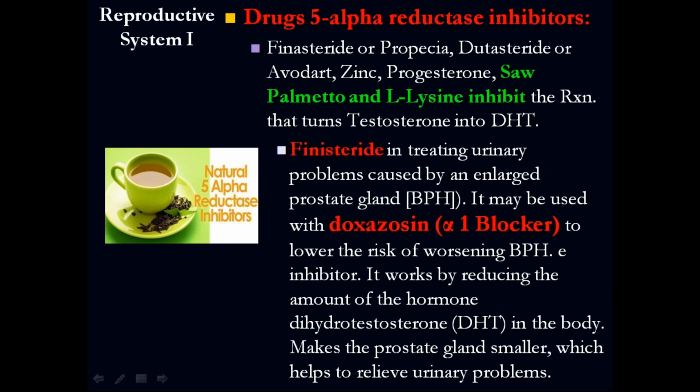So we have here, for example, some natural options that can be part of OTC, over the counter: saw palmetto, L-lysine, and another, green tea. I forgot to put the green tea here. All of these promote a decrease in the activity of the 5-alpha reductase, and they are going to inhibit this enzyme. We have, this is the name for treating urinary problems.